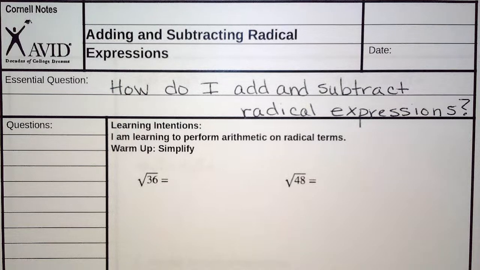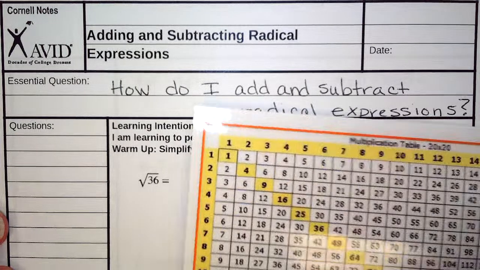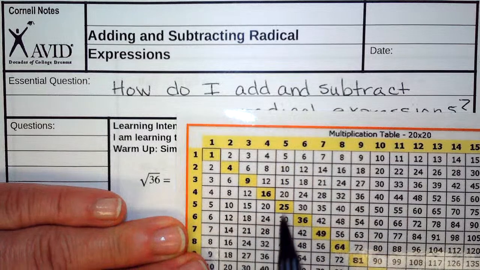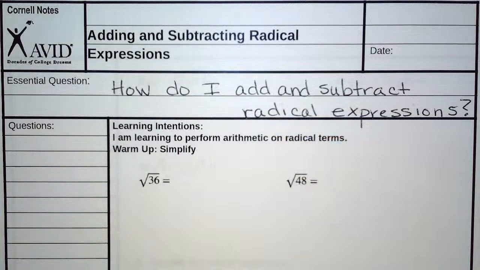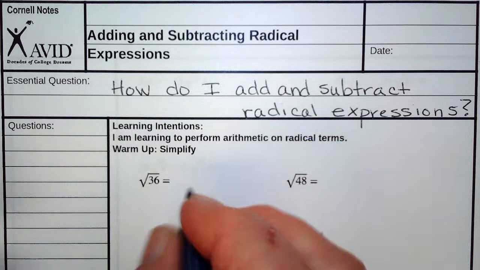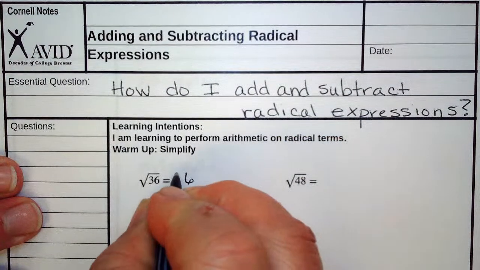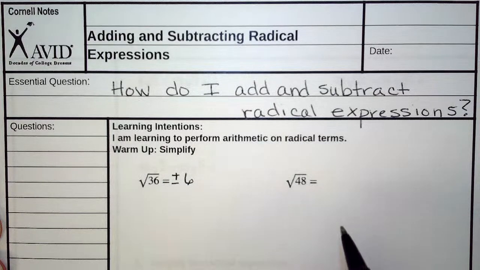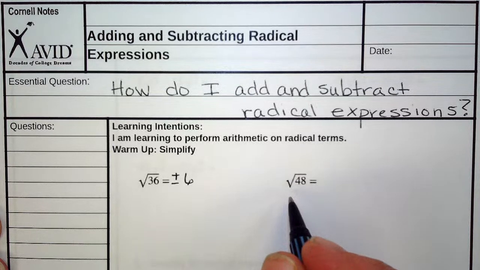Well, I do hope you paused and that all you're doing now is checking your answers. So if I look at the square root of 36, I notice from my multiplication tables that 36 is 6 times 6. So the square root of 36 will be 6. But it will also be positive or negative 6. Positive is your primary. Negative is your secondary square roots. What about 48?